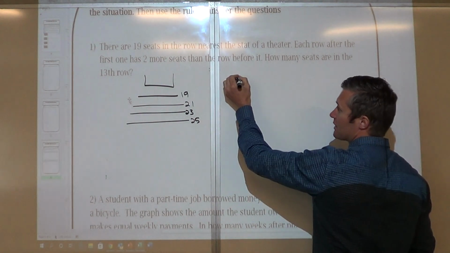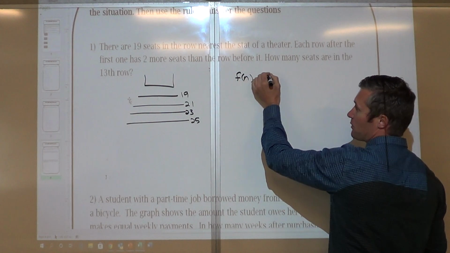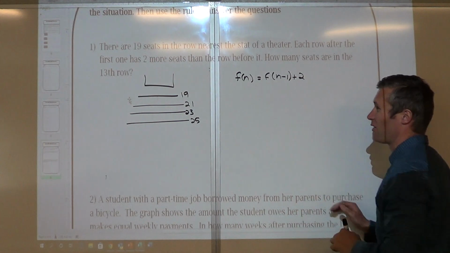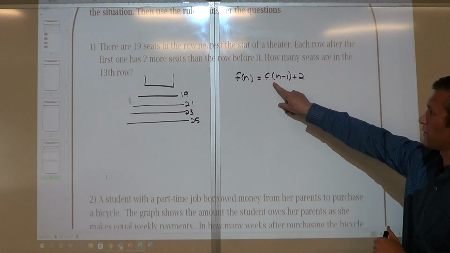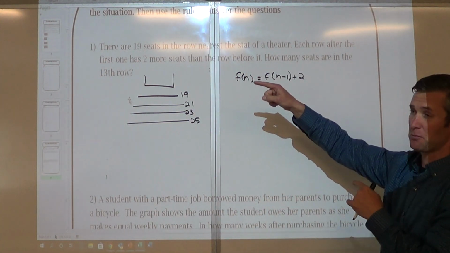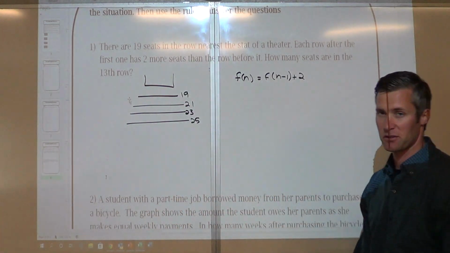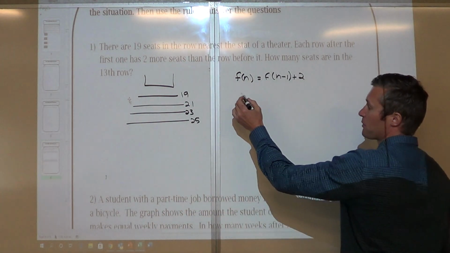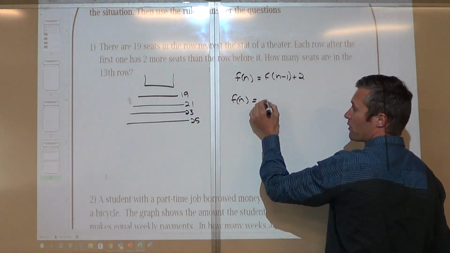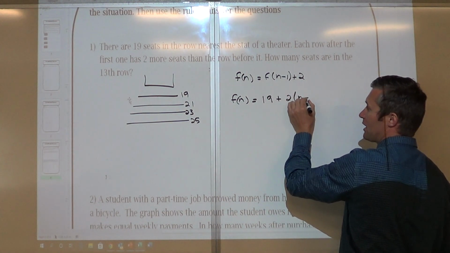So the recursive formula is just f of n equals f of n minus 1, and we're adding 2 each time. Now, that's great, but if I want to know how many are in the 13th row, then I need to know how many are in the 12th row, which means how many are in the 11th row, and 10th row, and 9th row. Basically, if I use the recursive formula, I have to write it all out. So I'm going to use the explicit formula. The explicit formula is the one that has the most power. My first row has 19 in it, plus I'm adding 2 every time, times n minus 1.